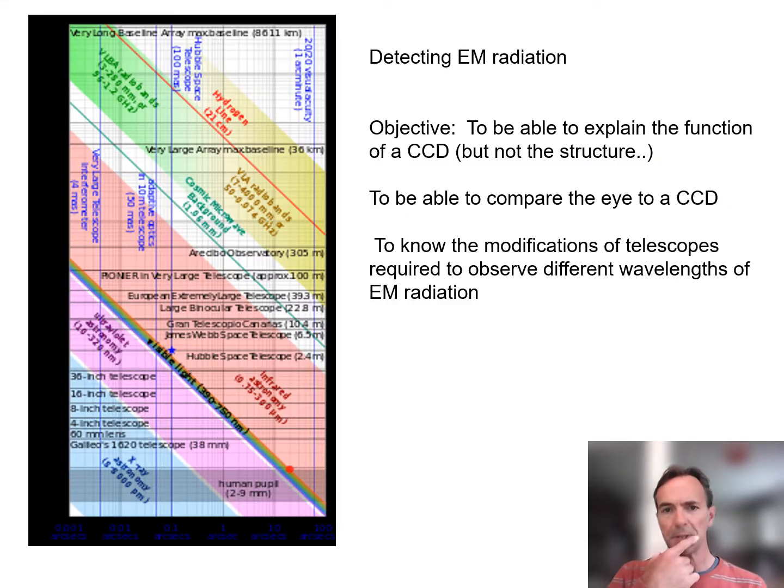Let's crack on. So we're going to be looking at detecting all types of electromagnetic radiation. That's what I mean by EM. This rather complicated diagram over here to the left tells you a little bit about the spectrum. The spectrum goes this way, and this is radio up here and X-ray at the bottom here, and it tells you all about the different telescopes, and you can see these lovely telescopes all in here.